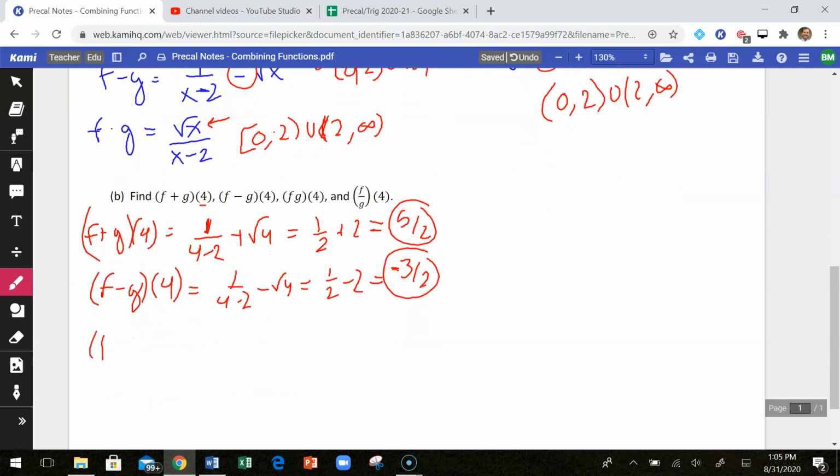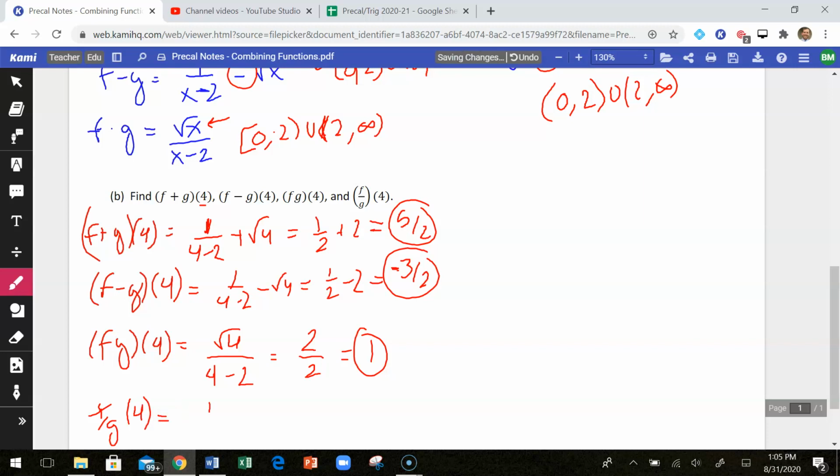F times g of 4. So I've got f times g is the square root of x over x minus 2, so the square root of 4 over 4 minus 2, which is going to give me 2 over 2, which would be 1. And lastly, f divided by g of 4. So that would be 1 over the square root of 4 times 4 minus 2. So that's going to be 1 over 2 times 2, which would be 1/4.